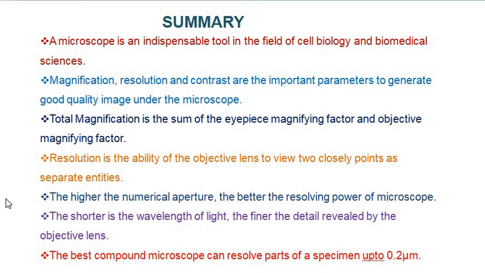Total magnification is calculated as the eyepiece magnifying factor times the objective magnifying factor, and the resolution is the ability of the objective lens to view two closely spaced points as separate entities, and the higher the numerical aperture, the better the resolving power of the microscope. The shorter the wavelength of light, the finer the details revealed by the objective lens. And the best microscope, such as the light microscope, can resolve parts of a specimen up to 0.2 micrometer in diameter.